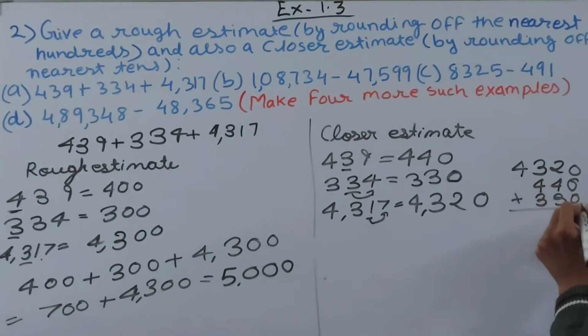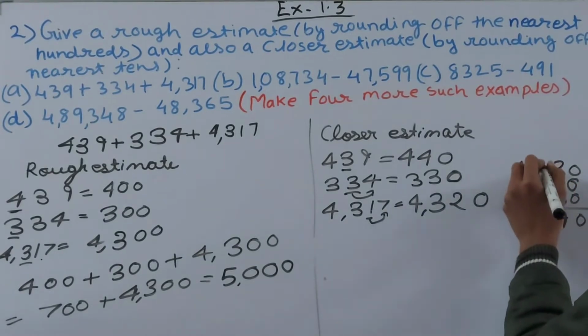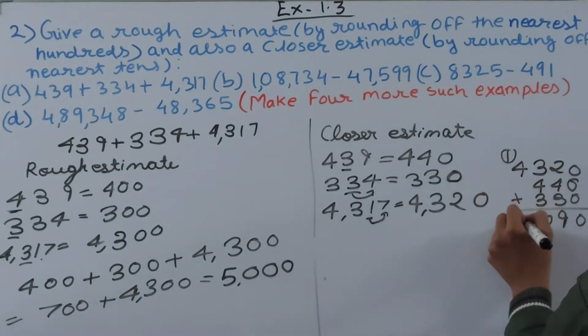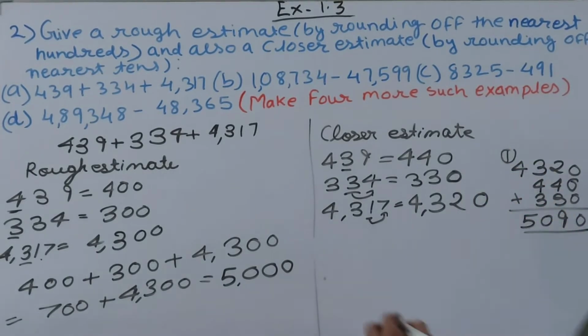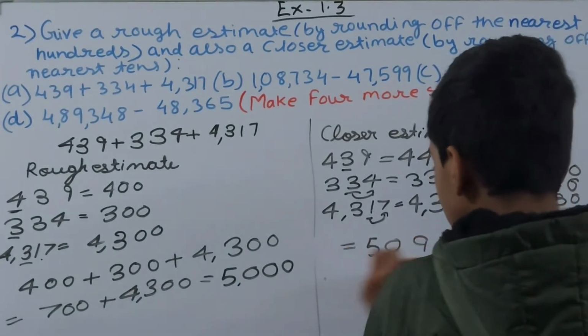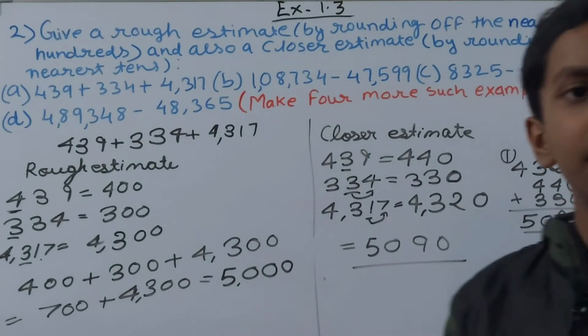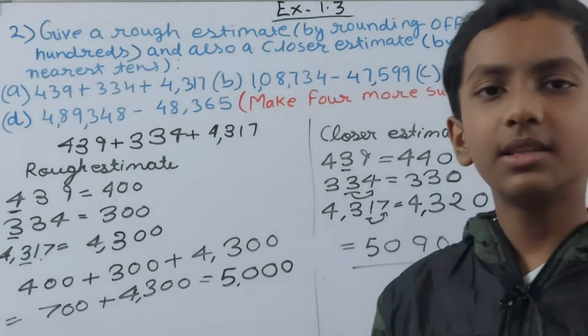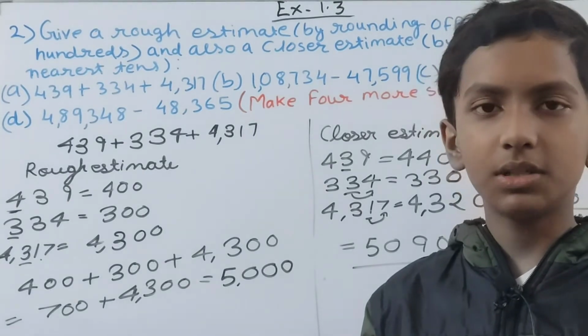0, 0, 0, 0, 0. 2 plus 4 is 6, plus 3 is 9. 3 plus 4 is 7, plus 3 is 10, so 0 and 1 is carried over, and 4 will turn to 5. 5090 is the rough estimate. Okay, so this is how we will find the rough estimate, and 5090 is the closer estimate.